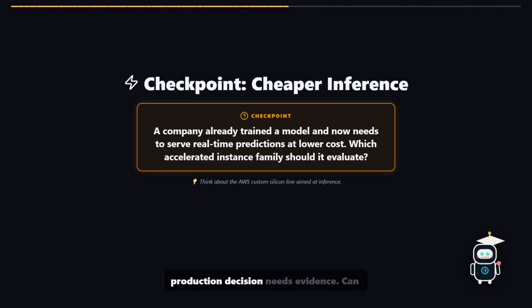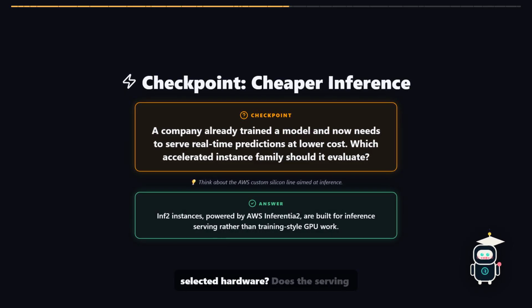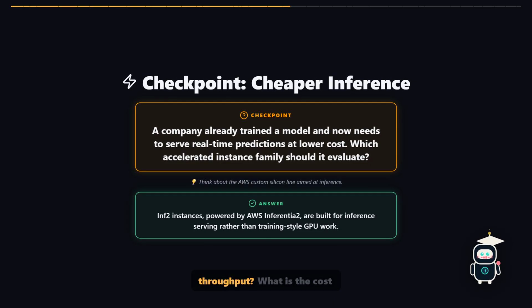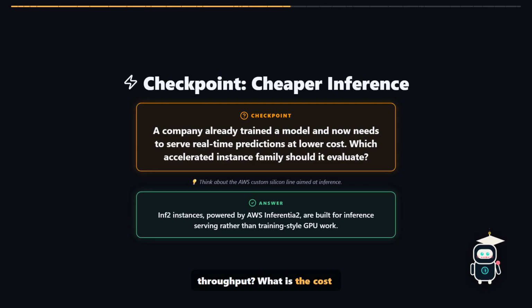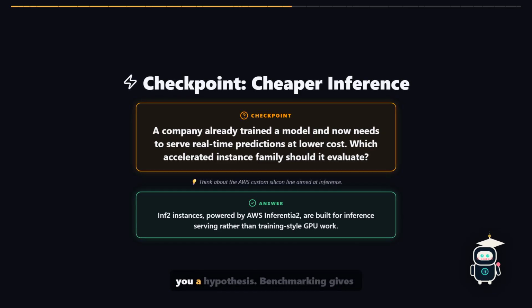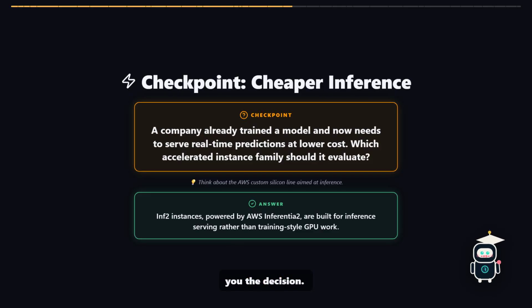A production decision needs evidence. Can the model run on the selected hardware? Does the serving software support it? What is the latency at the required throughput? What is the cost per useful prediction? And how much operational work does the platform require? The family gives you a hypothesis. Benchmarking gives you the decision.